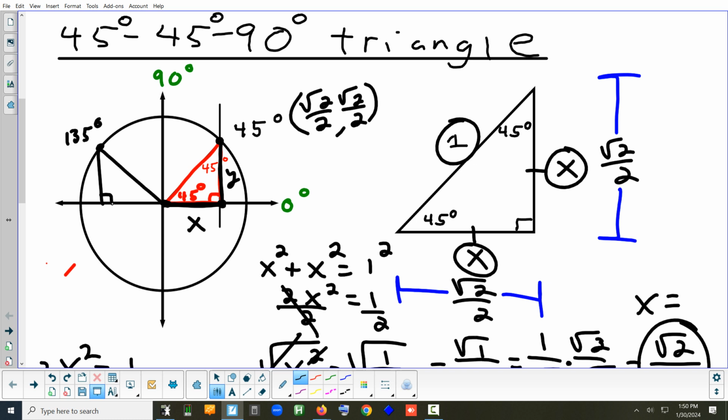So once you know the coordinate for 45 degrees, you can mirror image that into any quadrant to find any 45. The only difference is sometimes the first one is negative, the second one is negative, or both of them are negative. But in quadrant 1, they are both positive. All right, so any question on the 45, 45, 90?